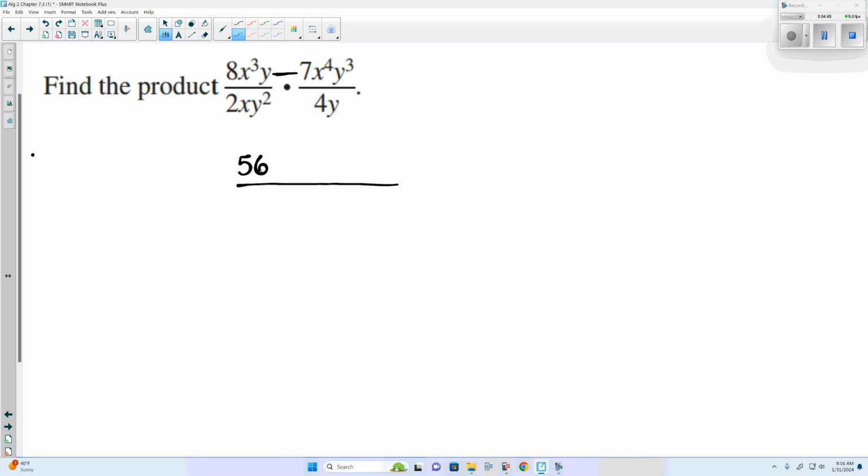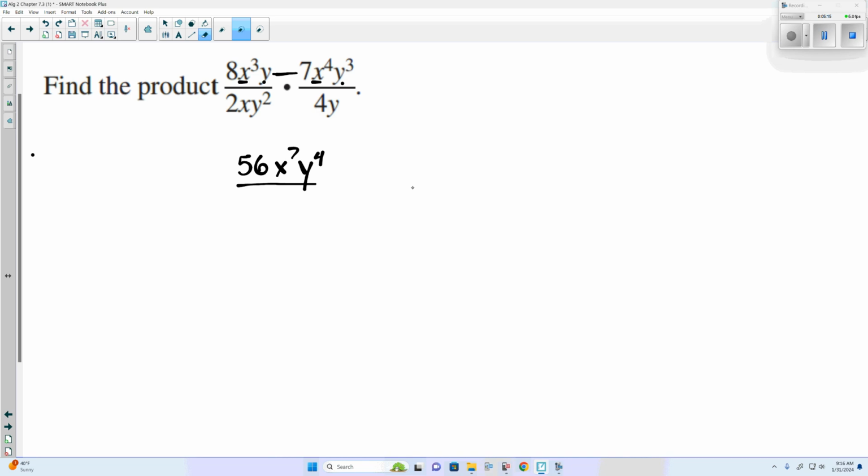Then we can multiply our variables, x to the third and x to the fourth. When we multiply like bases, we add the exponents. So our x to the third times x to the fourth would be x to the 7. Our 3 plus 4 gives us 7. And lastly, our y times y to the third. Well, we have y to the first times y to the third. So our 3 plus 1 is 4.